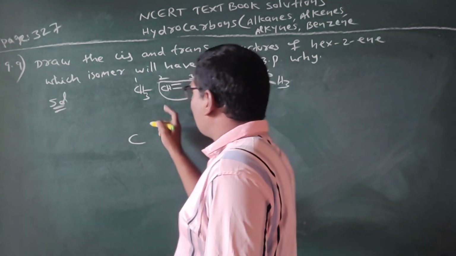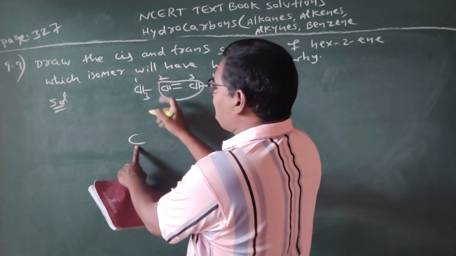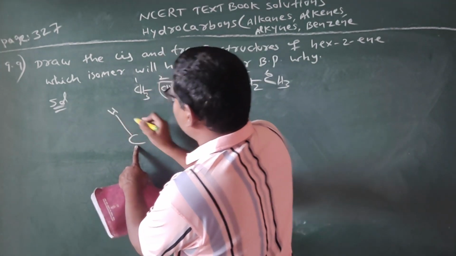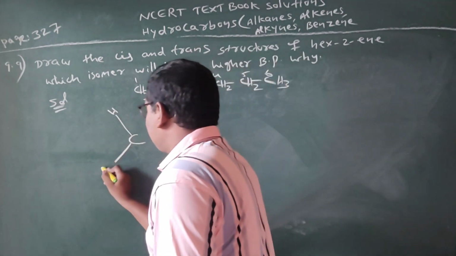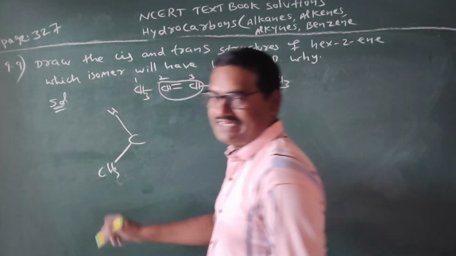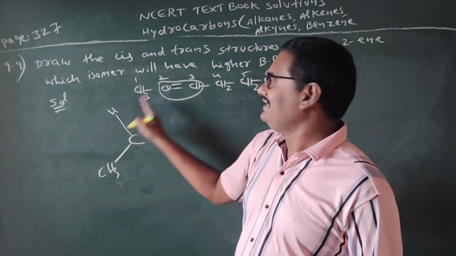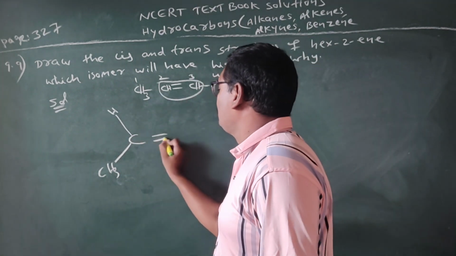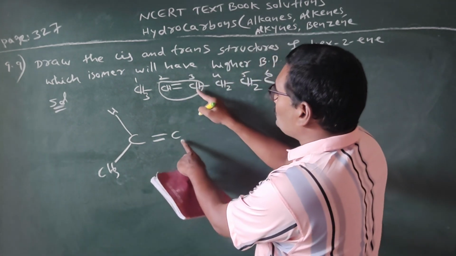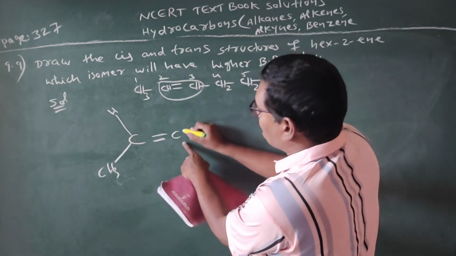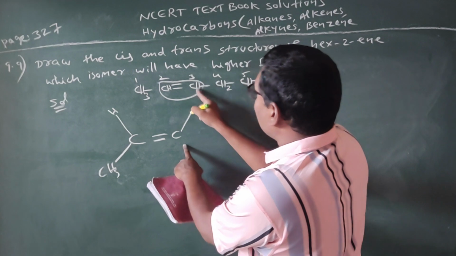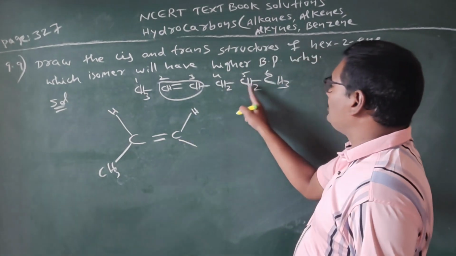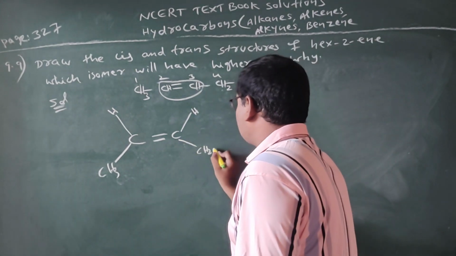So it is this carbon with H. H is written on this side. Next CH3. CH3 is written on the downside. H is written on the upside. CH3 is written on the downside. Then the double bond C contains one hydrogen. So it is the H. The remaining CH2, CH2, CH3 are written on the downside.